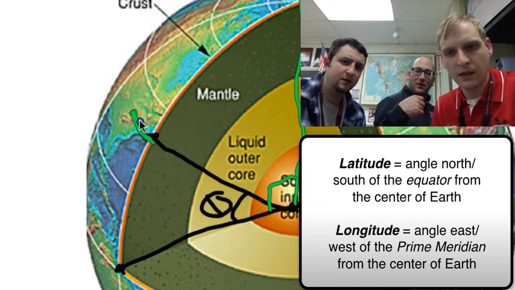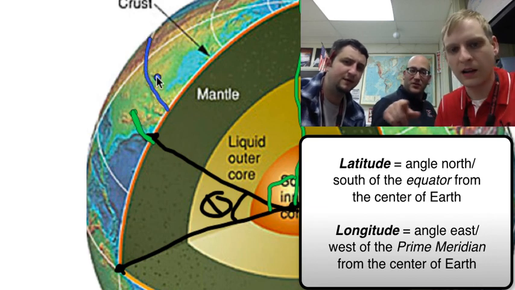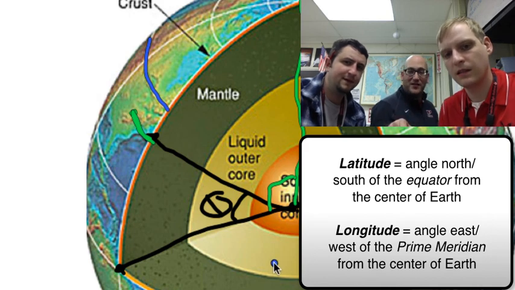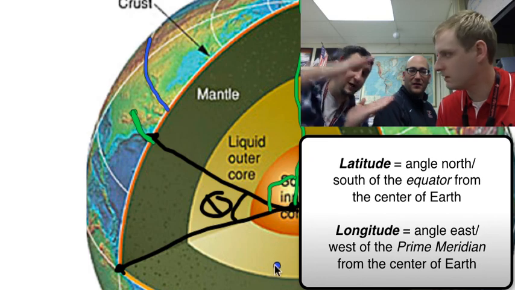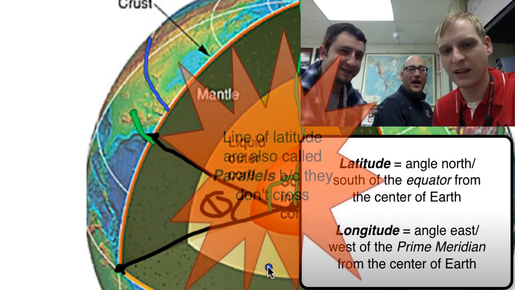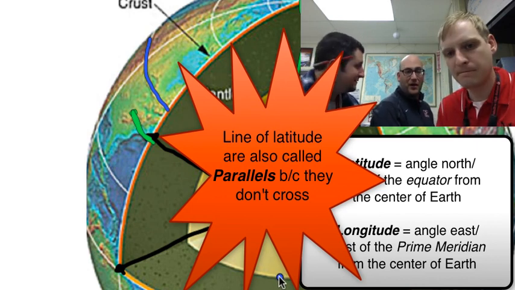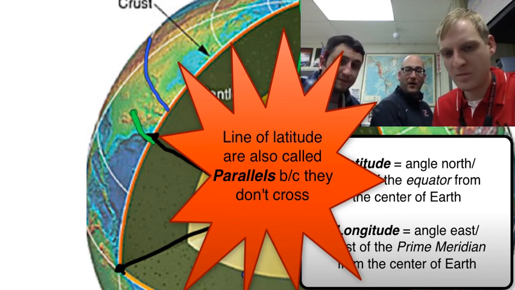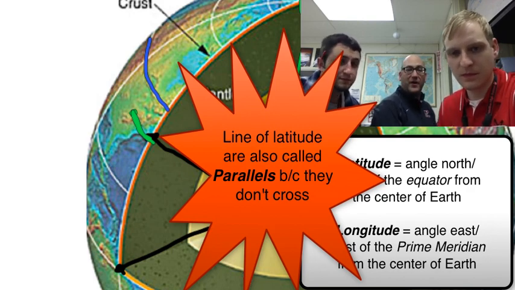Mr. Herbst, you see where I'm going with this? Look at those two lines there. What do you notice about those two lines, guys? Well, based on what I know about math, those two look like they're both what we call parallel. Right. And that's a really important point because lines of latitude have another name. They're called parallels. A parallel is any two lines that don't cross. And lines of latitude are also called parallels.